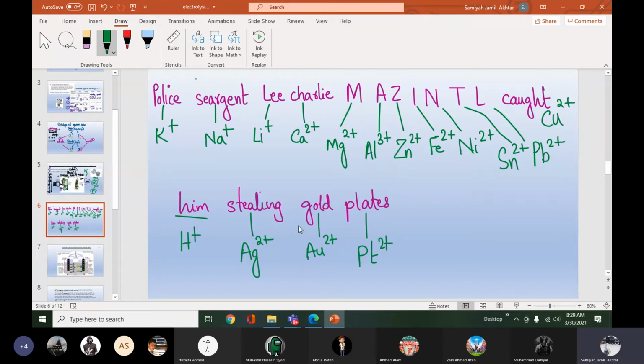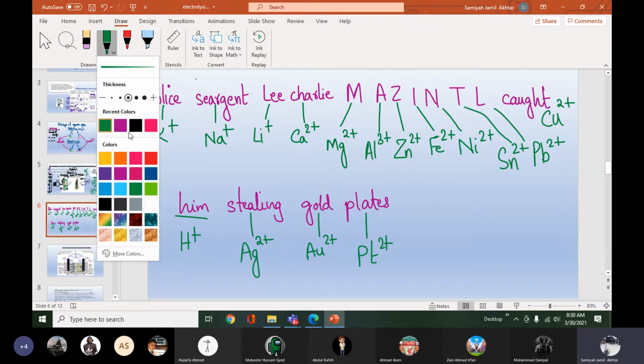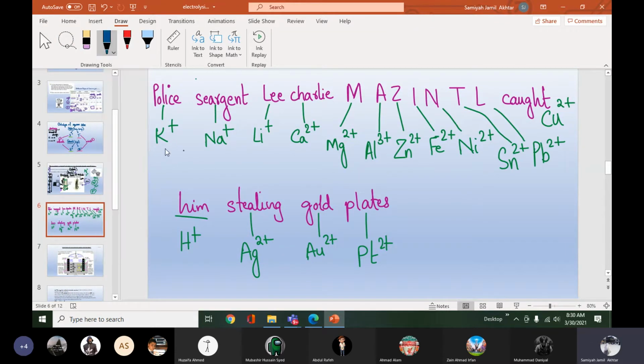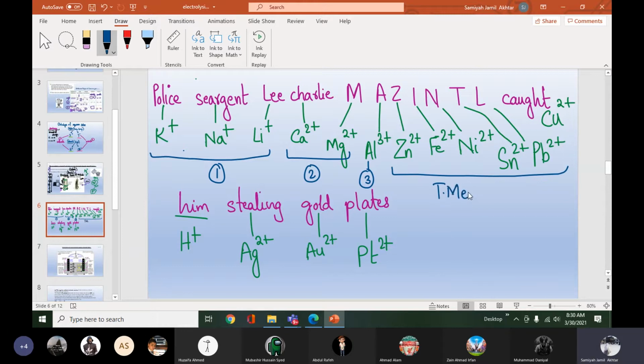So this is the same order of metals which I told you for the electrochemical series. You can see that potassium, sodium, lithium are group 1. Calcium and magnesium are in group 2. Aluminium is in group 3. Zinc, iron, nickel, tin, lead, copper are upper transition metals which have medium reactivity, then hydrogen in the middle, and then you have low reactivity transition metals.